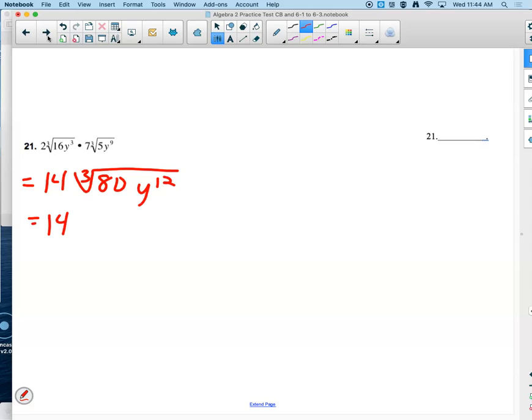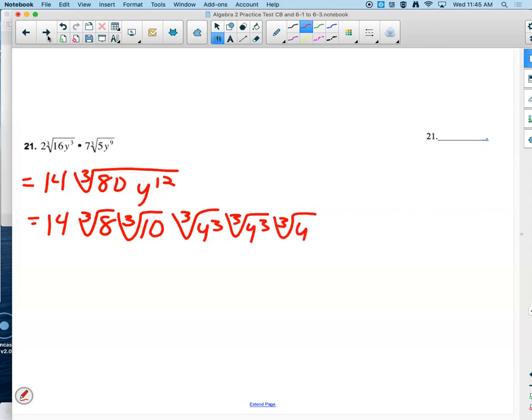So the question is, do we have any nice cubed roots that'll go into 80? Take a peek. Cubed roots for 80. All the way down to 8, right? 8 and 10. And then I'm going to have the cubed root of y to the third, cubed root of y to the third, cubed root of y to the third, cubed root of y to the third. Well, at least it works out all the way. There's no nasty leftovers back there.